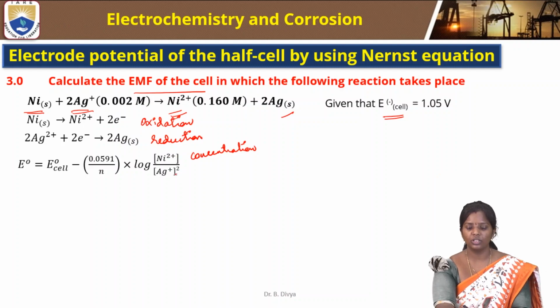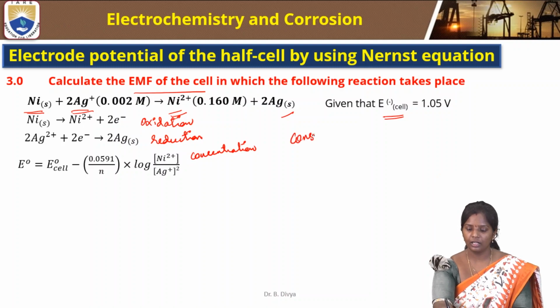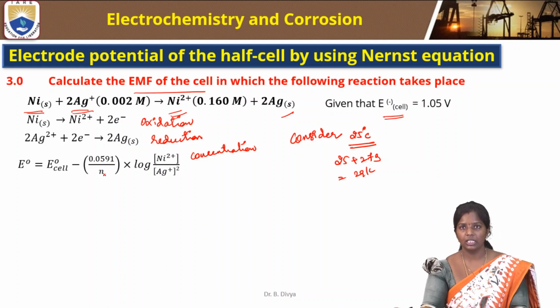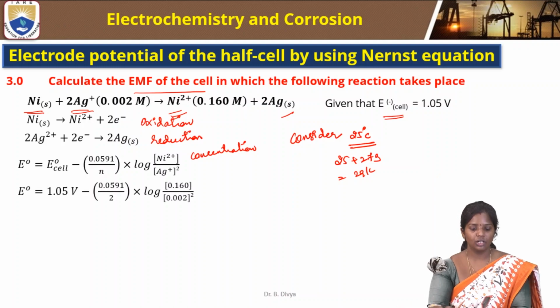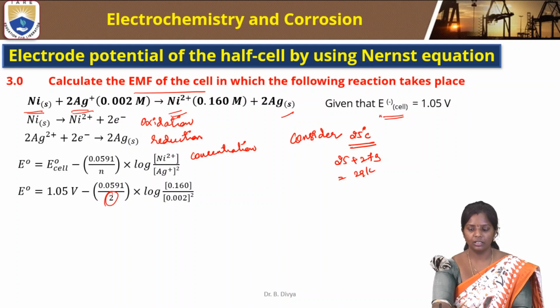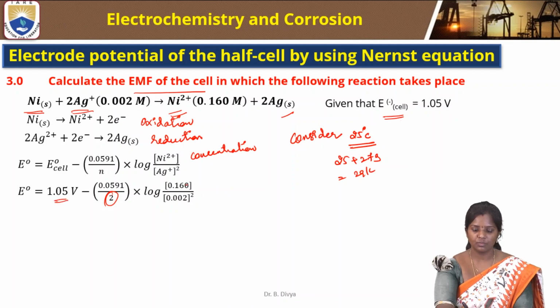Straight away we have to move to this formula, and because there is no mention of the temperature, we have to consider 25 degrees centigrade. So 25 plus 273 is nothing but 298 Kelvin. Upon substitution in that equation, we get 0.0591 by n. n is the number of electrons involved. Here 2 electrons are involved, so it is 2, and the potential E0 cell is given as plus 1.05 volt, and that is also substituted here. And the concentrations are substituted here.